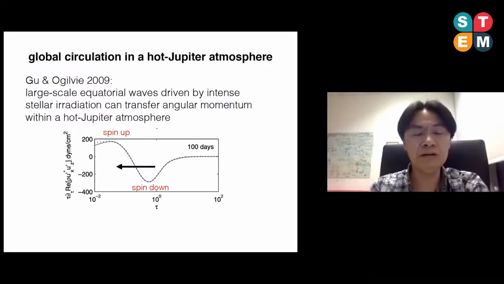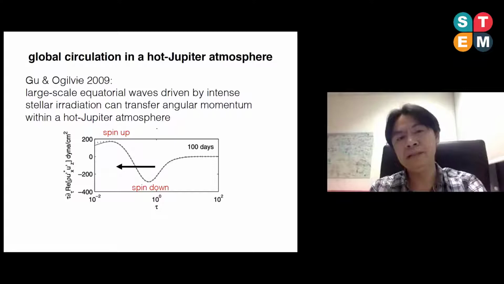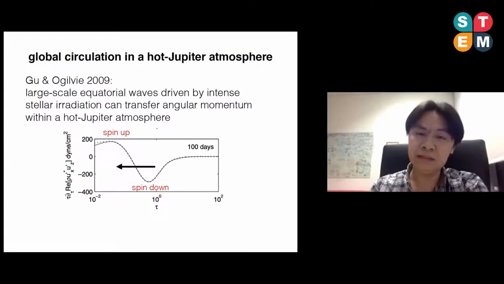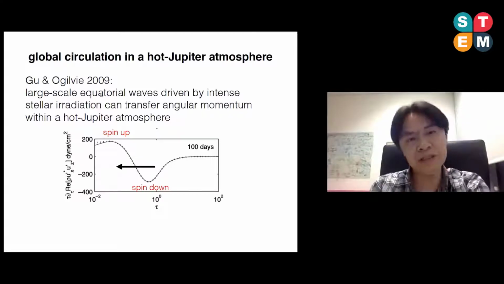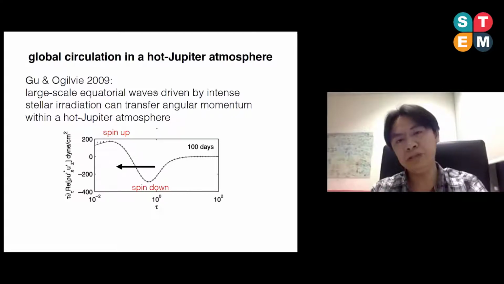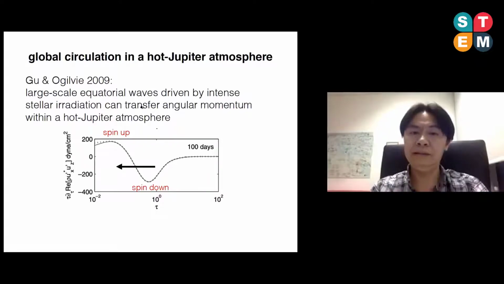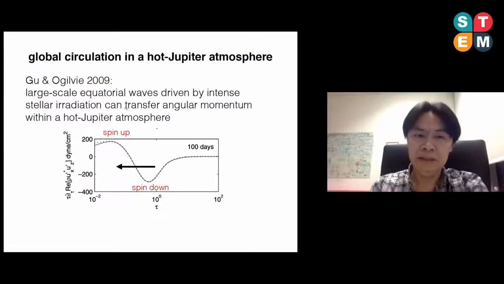Showman and Polvani actually were probably among the first people to carry out this linear analysis. They show that these large-scale equatorial waves, which are driven by the intense stellar irradiation, can transfer angular momentum in a hot Jupiter atmosphere. As shown in the plot, the vertical axis is the torque, and the x-axis is the optical depth of the atmosphere.